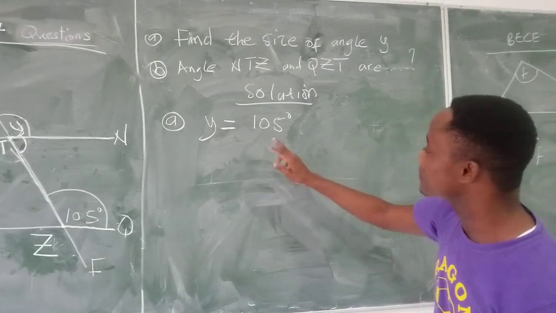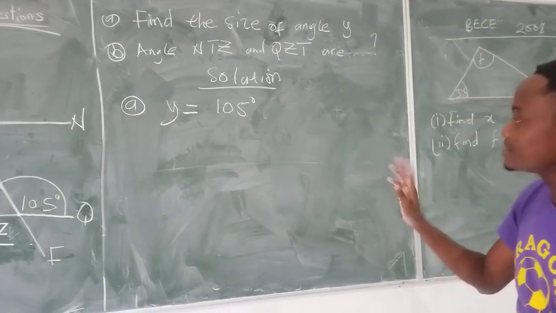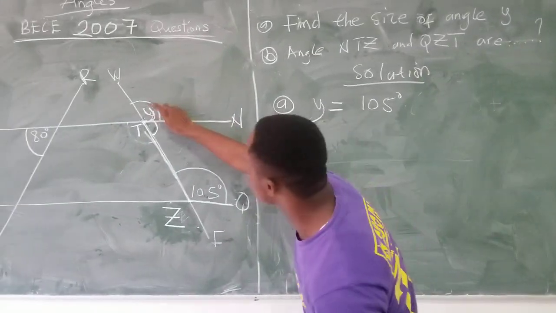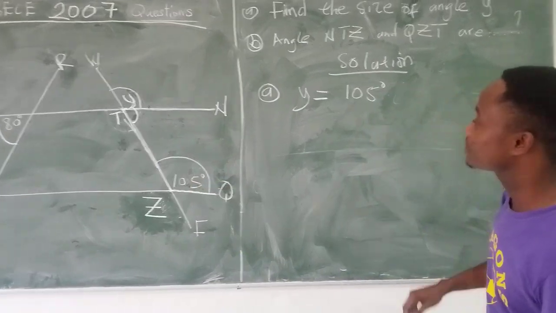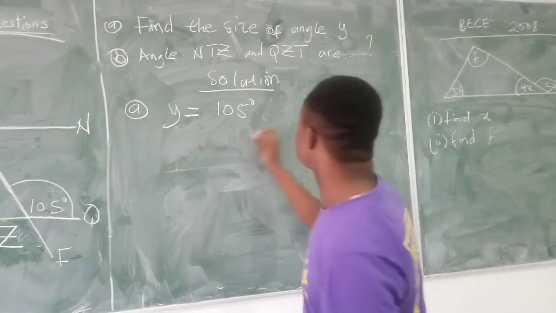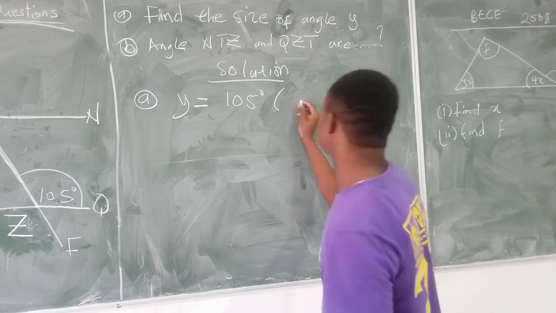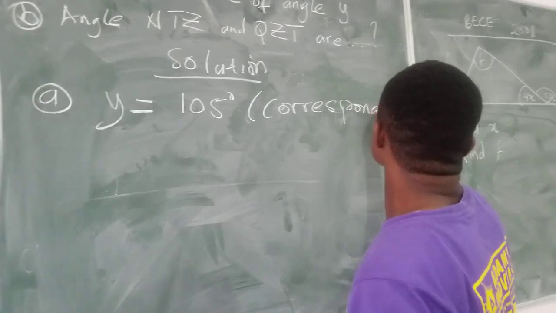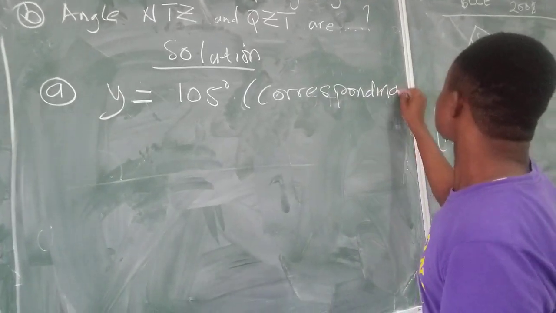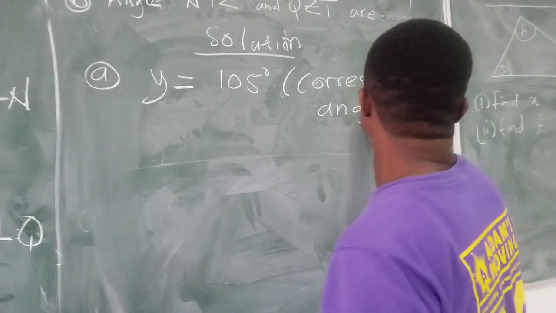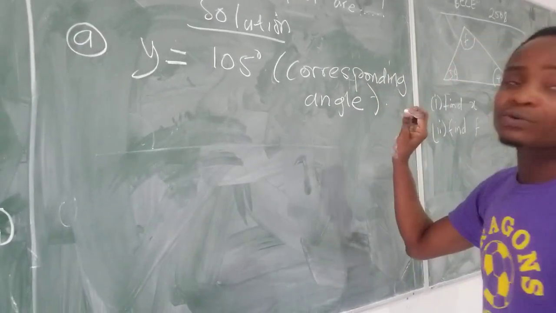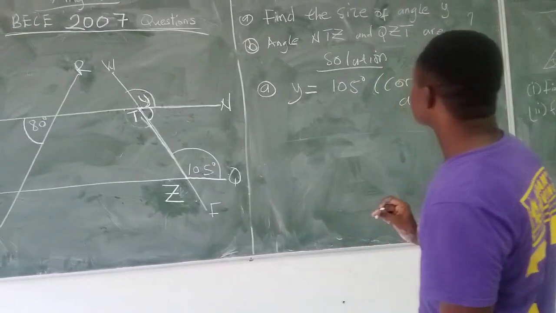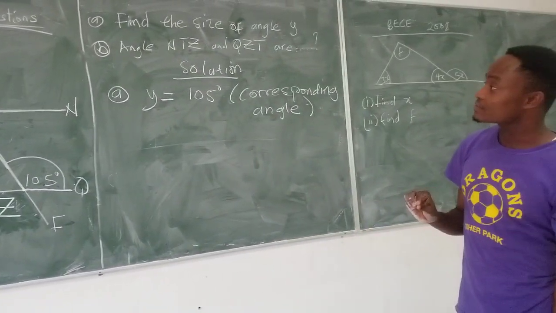y is equal to 105 degrees, and the reason being that this angle y and this one are corresponding angles. That's why we had 105 degrees, so we have corresponding angles. And we all know that corresponding angles are equal. So now let's move to our second question.